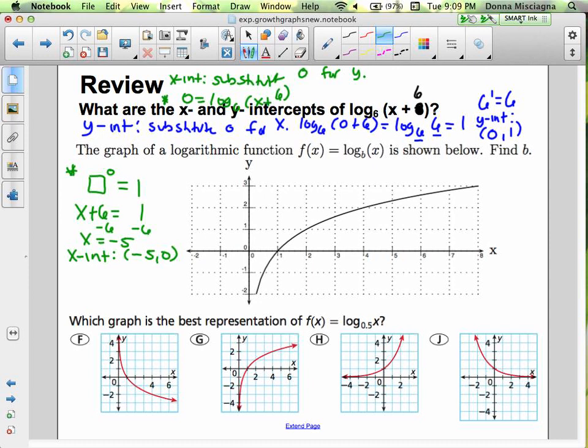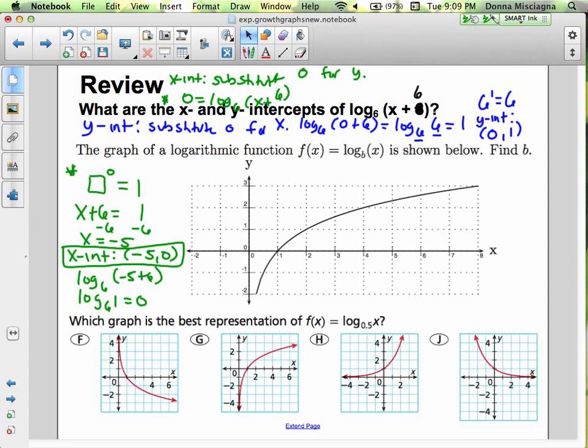And let's check this out and see if it works. All right, so if I have log base 6 of -5 plus 6, that's going to be log base 6 of 1, right? And what do I have to raise 6 to get 1? Well, I have to raise 6 to the 0 power, right, to get 1. All right, so that checks out. So here's our x-intercept and our y-intercept. And I was able to do that, just kind of explain it to you logically. And I think you got it. I hope you got it.